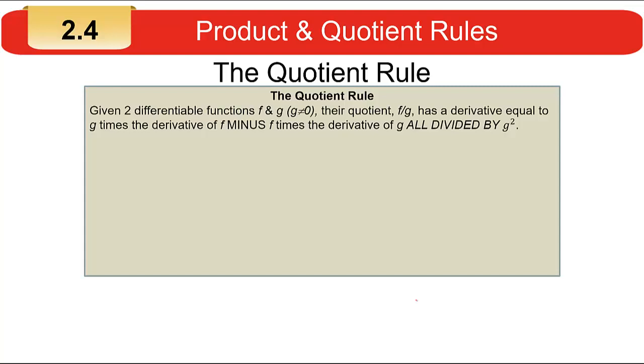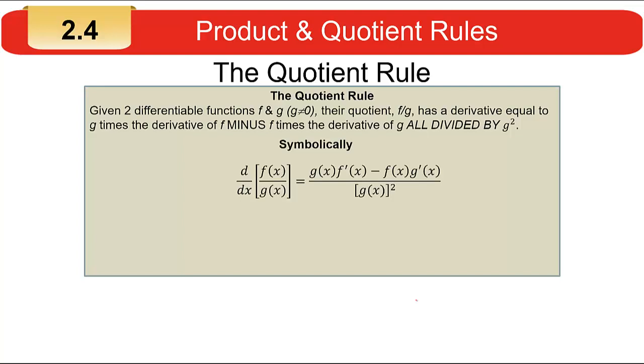If you've got two differentiable functions f and g, as long as g is not 0, the quotient f divided by g has a derivative that's equal to g times the derivative of f minus f times the derivative of g, all of that divided by g squared. Well, that's a mouthful. Symbolically, you could write something like this. The derivative of f of x over g of x would be g of x times f prime of x minus f of x times g prime of x all over the square of g of x.